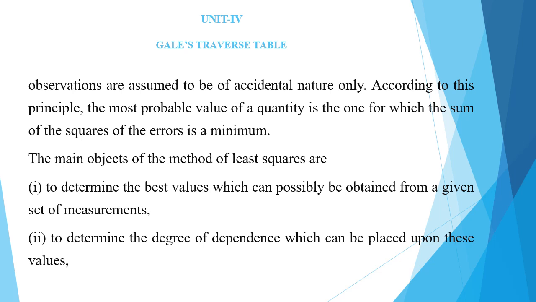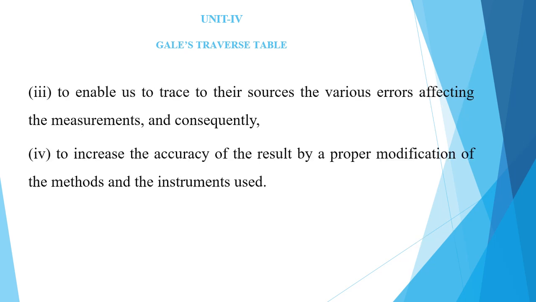The main objectives of the method of least squares are to determine the best value which can possibly be obtained from a given set of measurements, to determine the degree of dependence which can be placed upon these values, to enable us to trace to their sources the various errors affecting the measurement, and consequently to increase the accuracy of the result by a proper modification of the method and the instrument used.